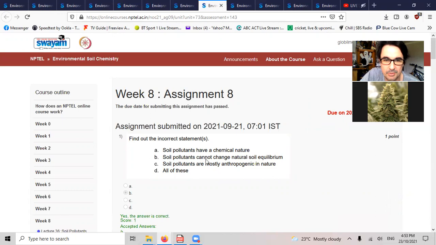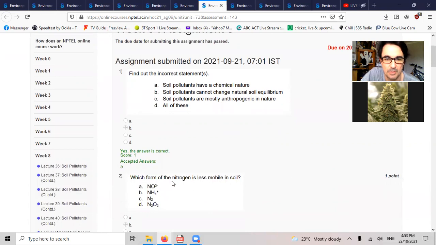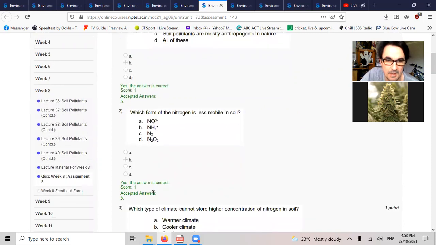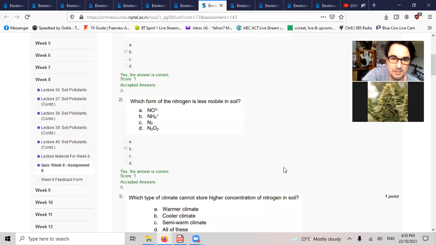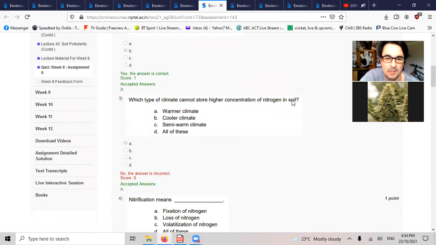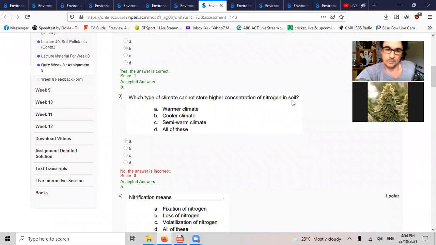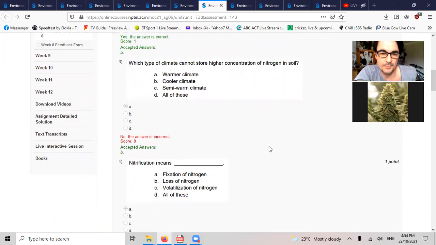Soil pollutants have a chemical nature. Soil pollutants cannot change? Yes, they can. B. Which form of nitrogen is less mobile in soil? Nitrate, ammonium, nitrite, no, not nitrite, or nitrogen oxide. It's that one, B. Which type cannot store high concentrations of nitrogen? Cooler climates can't store it. B. Nitrification means fixation of nitrogen.